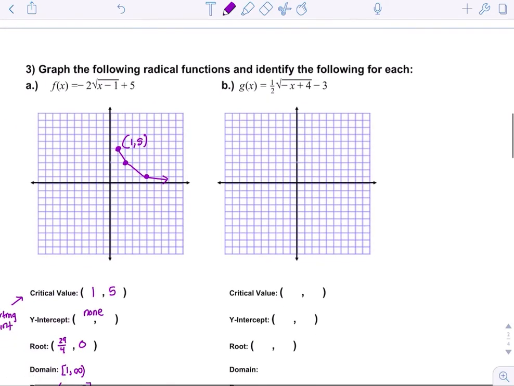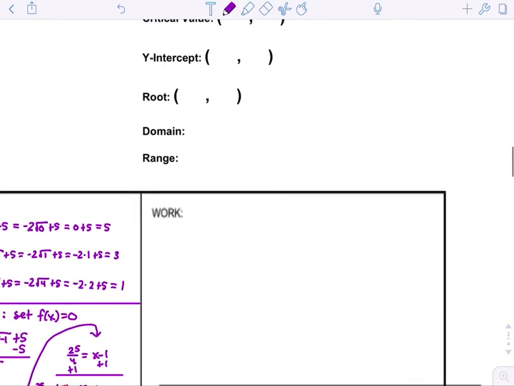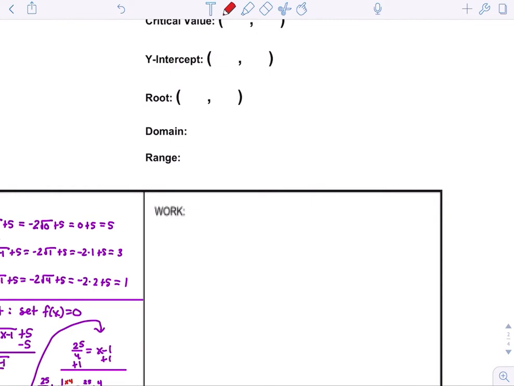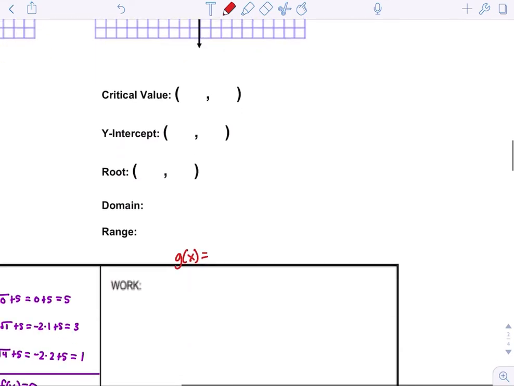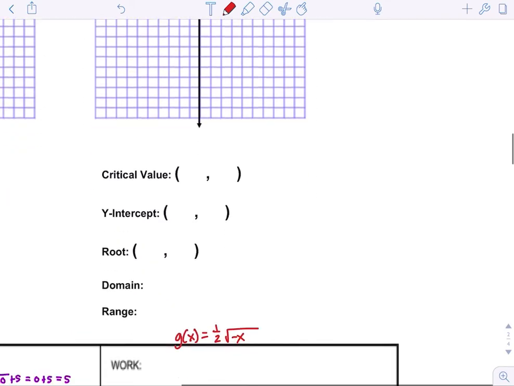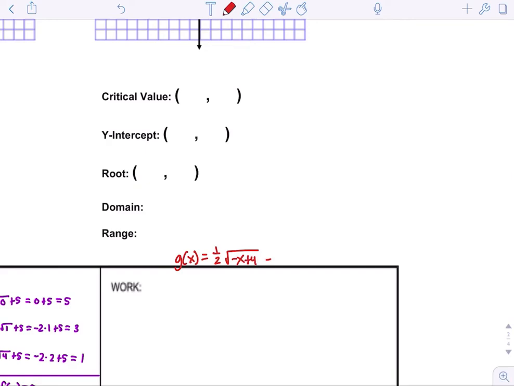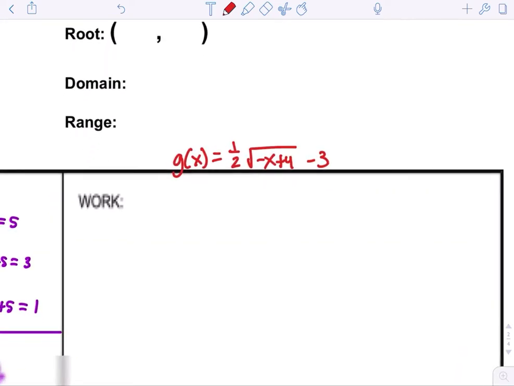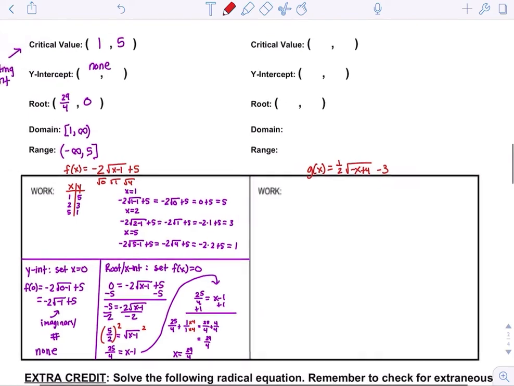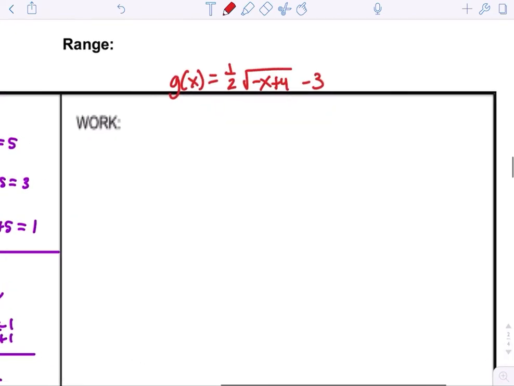Alright, so for b, I'm just going to write the equation down here. g of x is equal to 1/2 square root of negative x plus 4 minus 3. Alright, so let's make a table.